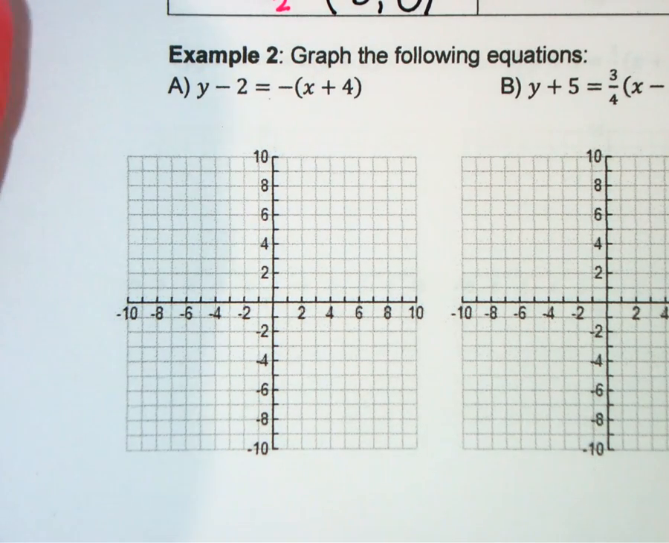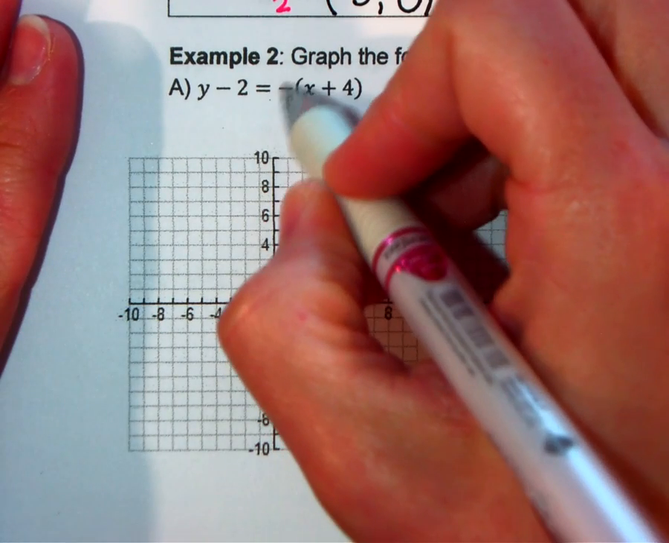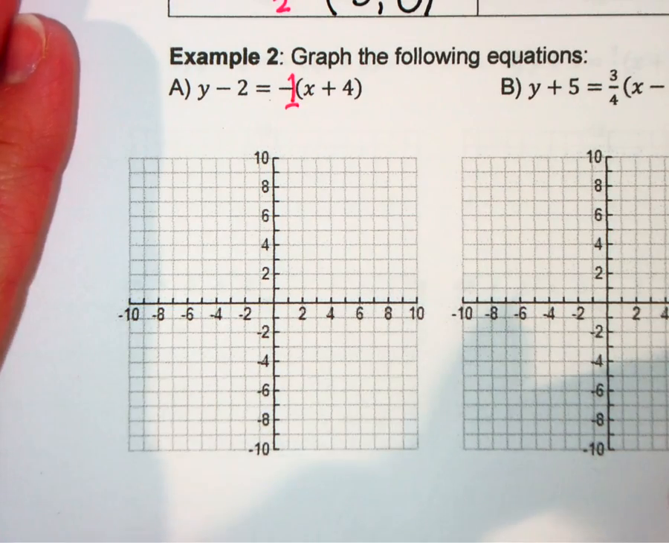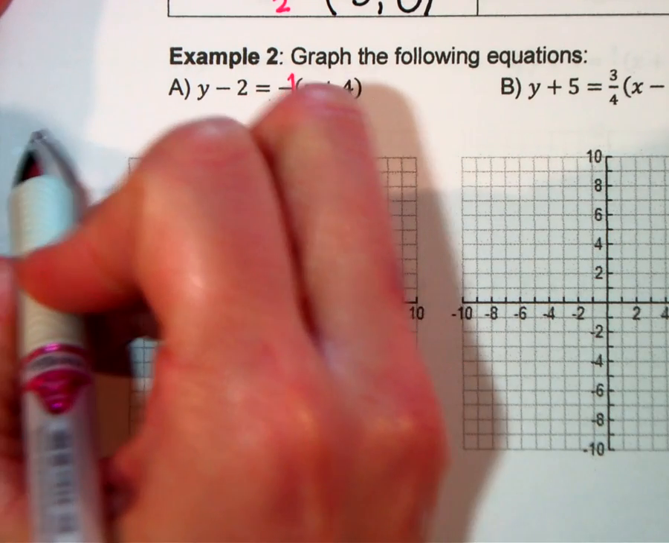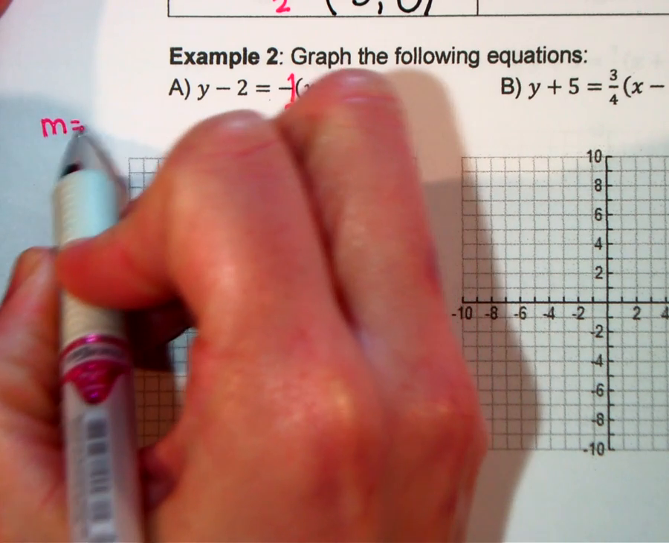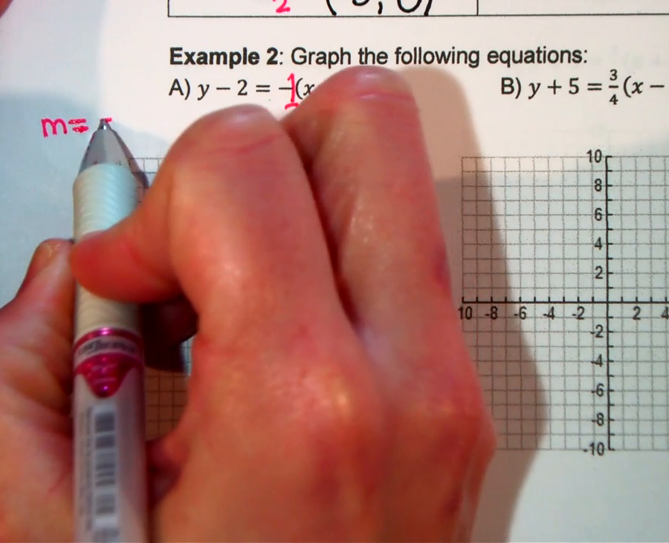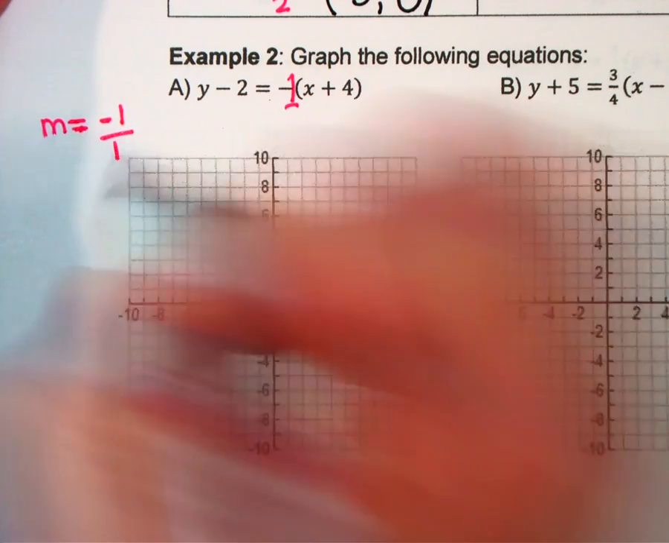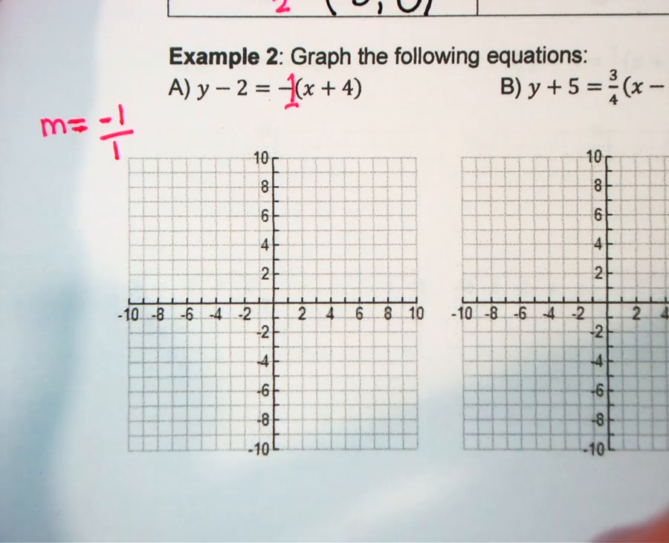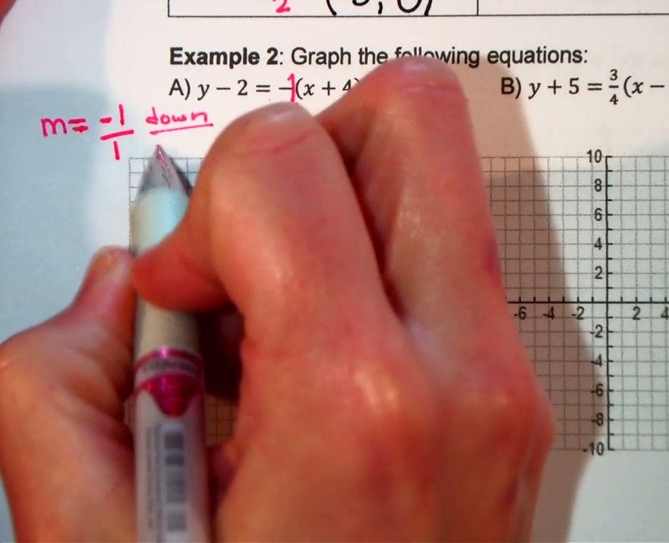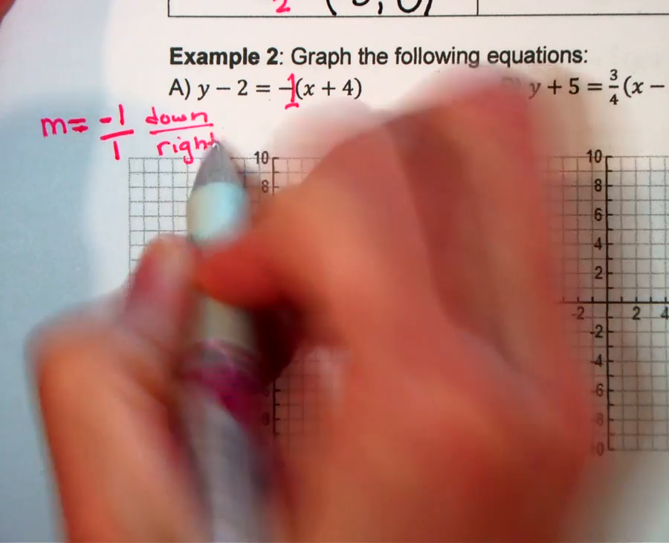Okay, so again, tell me what the slope is. A little bit tricky on this one because there's not a number, but I know that there actually is a 1 there. Okay, so my slope, I'm going to write this off to the side. My slope, m equals -1, which is -1 over 1. Okay, which means in a minute when I go to actually graph this, I'm going to go down 1 and to the right 1.